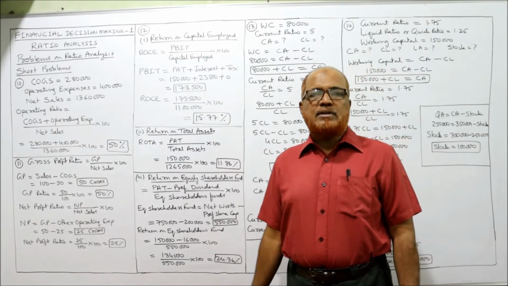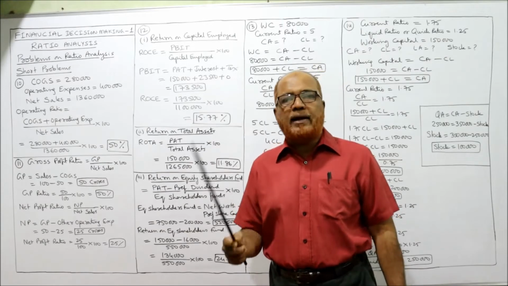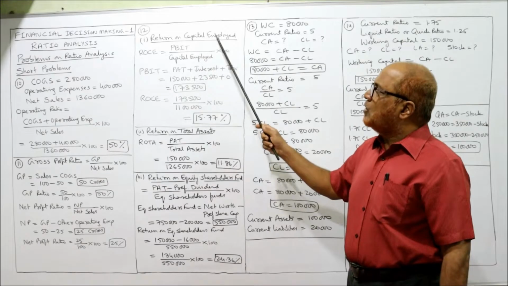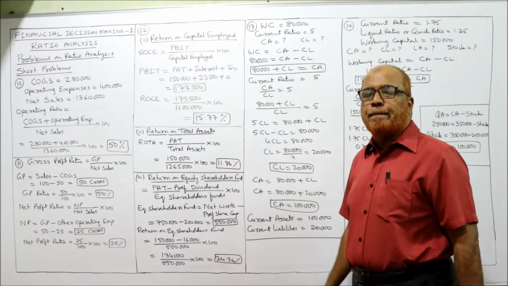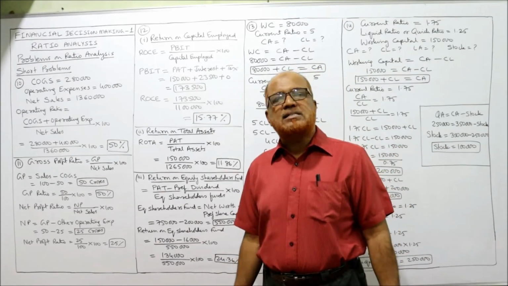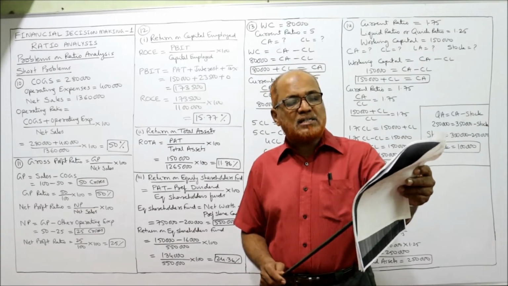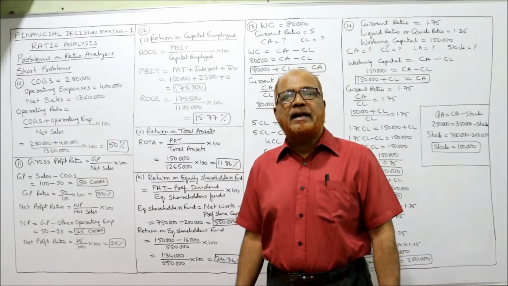So return on capital employed is equal to PBIT divided by capital employed into 100. That is the formula. Return on capital employed, ROCE, is PBIT by capital employed into 100. PBIT, profit before interest and tax, is not given in the problem. PAT is given. Net profit after taxes is 1,50,000.